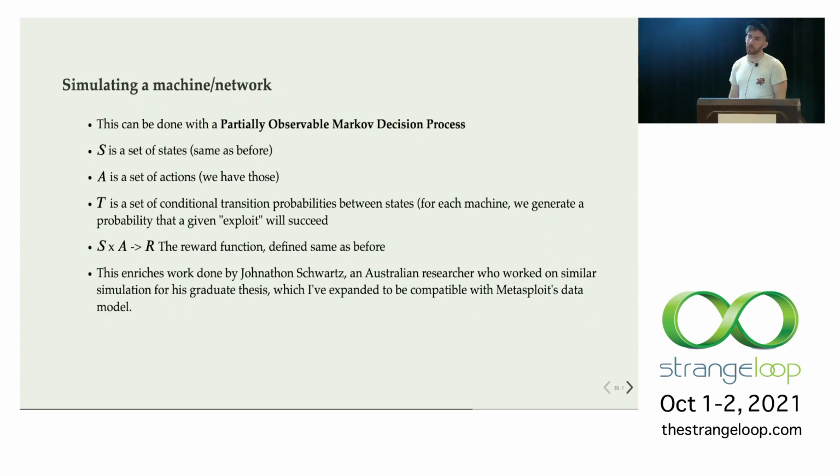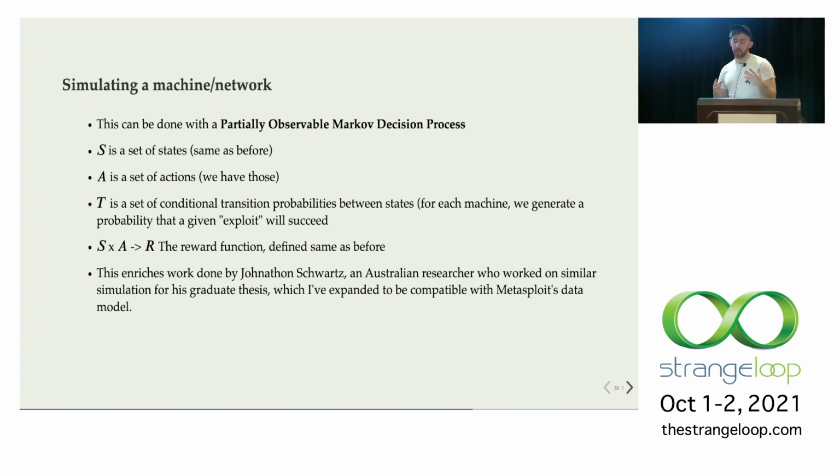Math people figured that out for us actually a while ago. It's called a partially observable Markov decision process. What do you need for those? Well, you need states. Great, we got states. We picked states already. We're good there. We need actions. We already have actions. We need T, a set of conditional transition probabilities. Oh, we don't have that yet, actually, but that's the one we need to do. And the reward function is going to be the same.